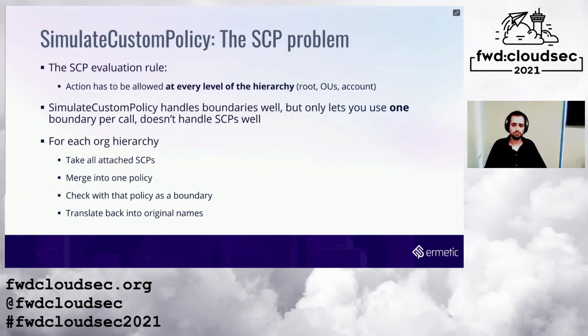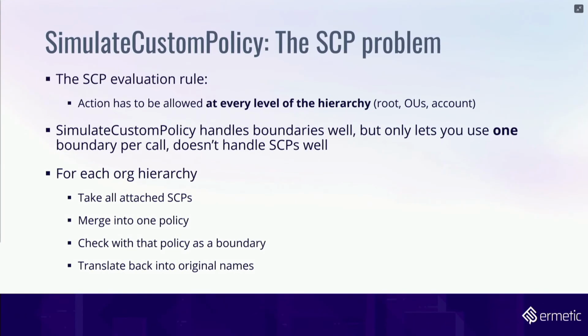So a specific problem we had to translate into simulate custom policy's language in order to solve is service control policies. If you don't remember, I'll remind you: the service control policy evaluation rule is that to be allowed, an action has to be allowed at every level of the hierarchy, by the root account, by the OUs in the hierarchy above the account, and by the account itself, by the root policy and management account. Now, simulate custom policy handles boundaries really well, but it only lets you use one boundary per call. And again, it doesn't handle SCPs well.